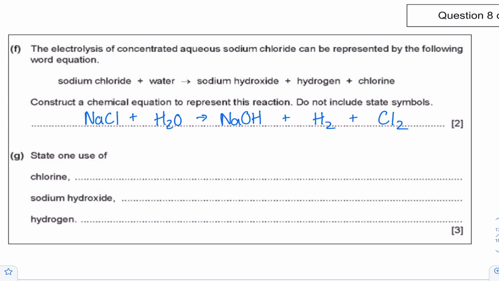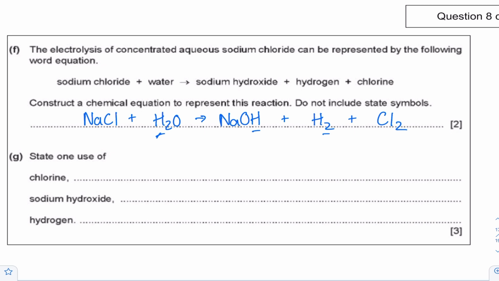Now we must balance it. So let's have a look. We've got 3 hydrogens on this side and 2 on this side. Now, is there a way that you can get this 3 into an even number? Yes, there is. You can make 4 hydrogens by doing a 2 there. But if you've got 4 hydrogens now, you need 4 hydrogens over there. You've also now, adding that extra 2 has given you 2 sodiums. So you need to add 2 sodiums here. That also balances up your chlorines. So now we've got a balanced equation and we get full marks.